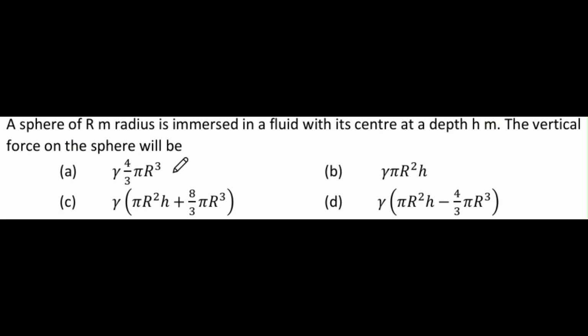So from that expression, the answer will be option A, where gamma is the specific weight. We got 4 by 3 pi r cube rho g, and rho g is substituted by gamma, the specific weight. So our answer is gamma times 4 by 3 pi r cube, option A.